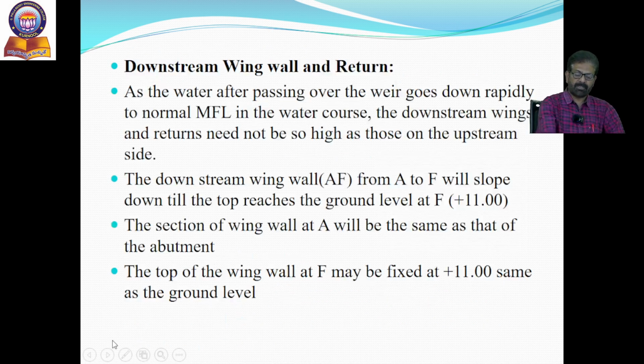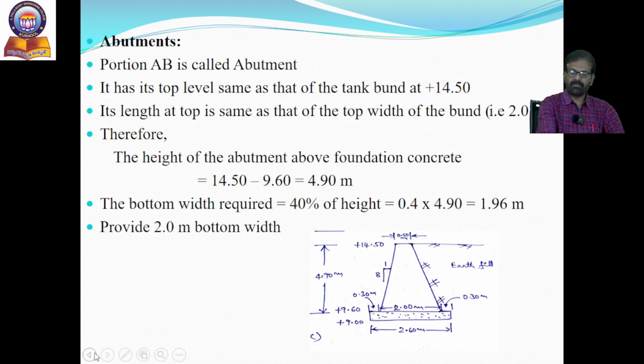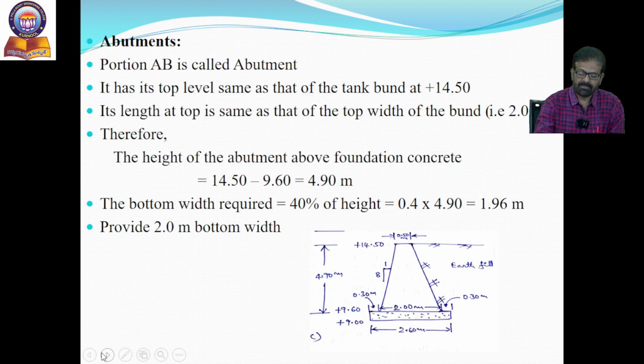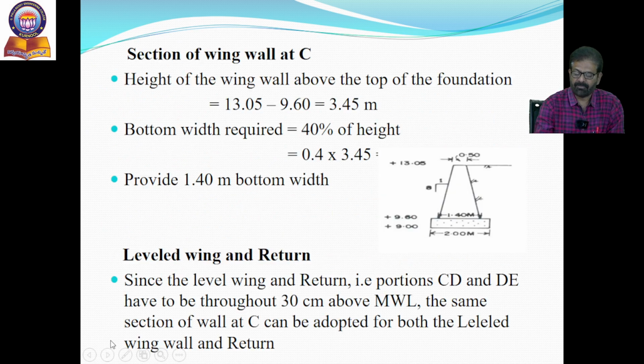So that also you can observe here. See, from C to D and D to E, let us imagine this top level is same. That's why it is called leveled wing wall. 13.05, just now we calculated. 13.05 has to be continued throughout from C to E. So therefore from C to E we have to continue the same.